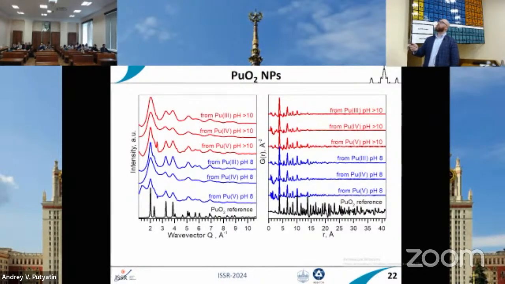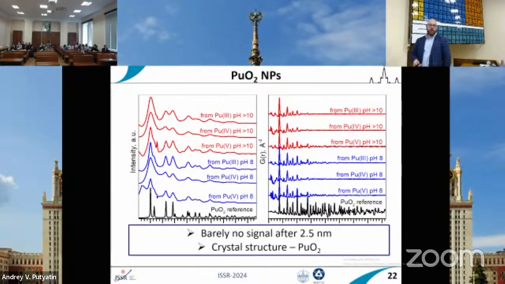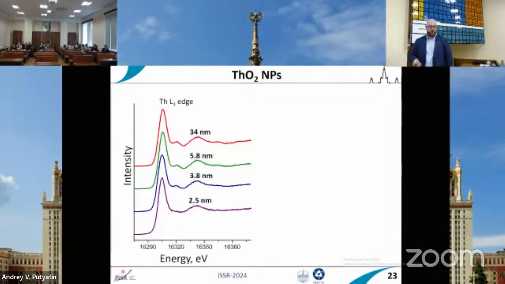Again, independent of what was in the beginning, either it was plutonium 3, 4, or 5, the structure of these nanocrystalline particles is the same. It is plutonium dioxide. And another interesting example is the structure of thorium dioxide. Thorium has only one valence state, only thorium +4. So there is no question whether it is thorium +3 or not. It's only thorium +4.